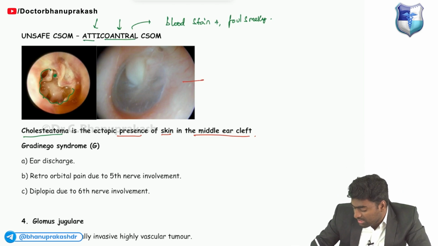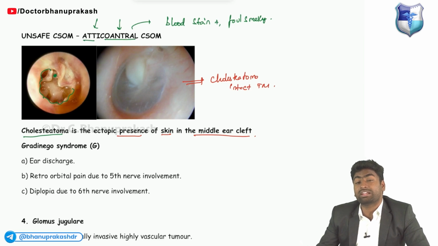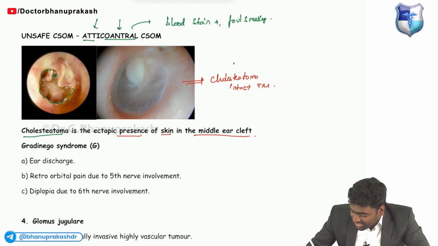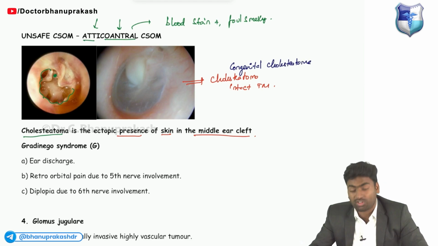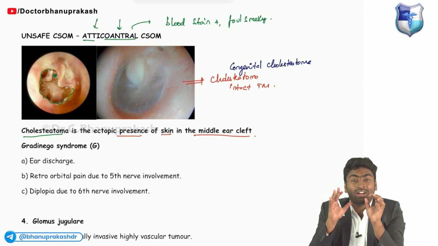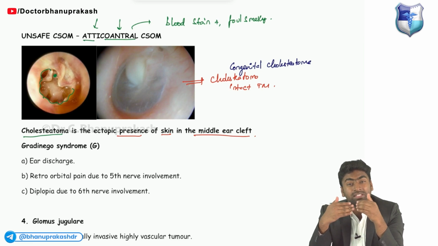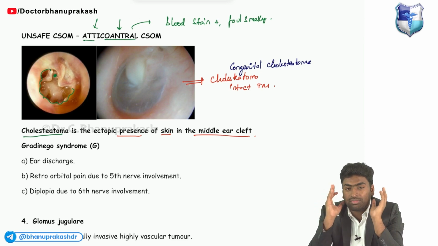In a type of cholesteatoma, there is an intact tympanic membrane. If the tympanic membrane is intact in a case of cholesteatoma, then which type of cholesteatoma will it be? It will be a congenital cholesteatoma. So remember, if the cholesteatoma is present, but it is present along with an intact tympanic membrane, then you have to remember it is a congenital type of cholesteatoma.